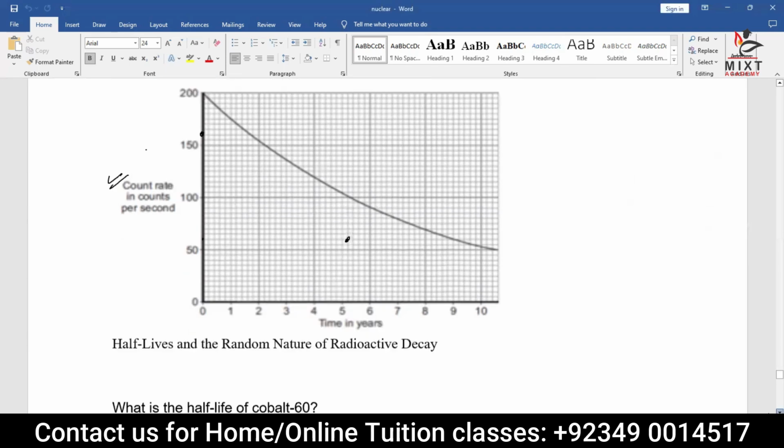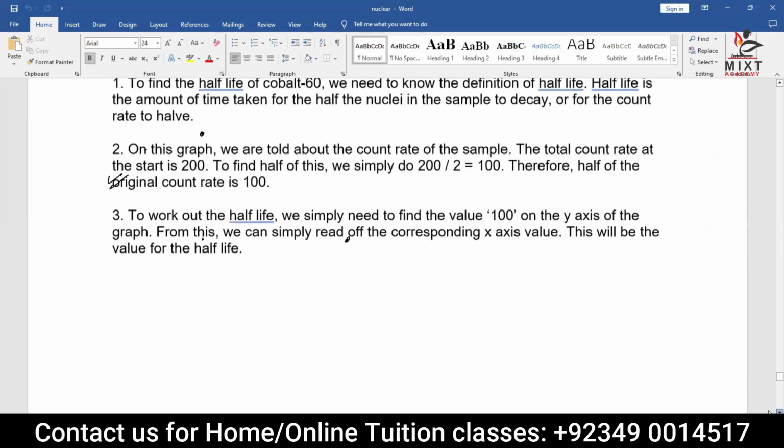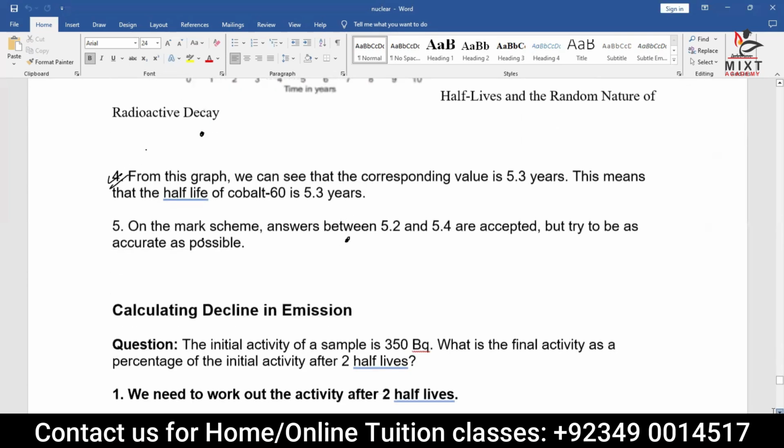All right. Now check this out. That was a material actually. So what is the half-life of cobalt-60? To find the half-life of cobalt-60, we need to know the definition of half-life, which we already know. Half-life is the amount of time taken for half of the nuclei in the sample to decay, or for the count rate to halve. On this graph, it's the same story we already discussed. This is discussed over here. They have shown you how they did it.